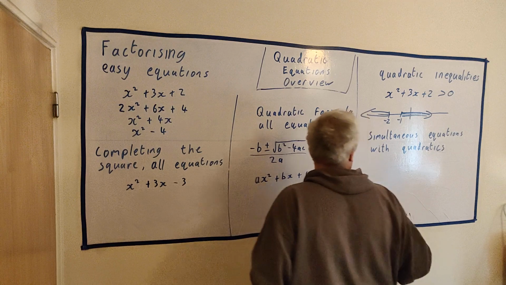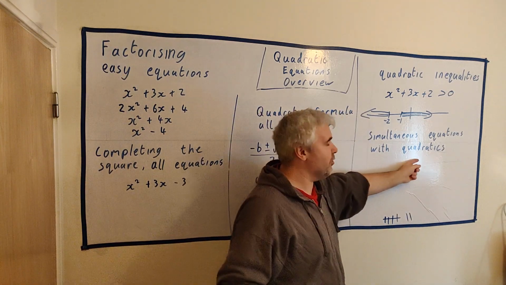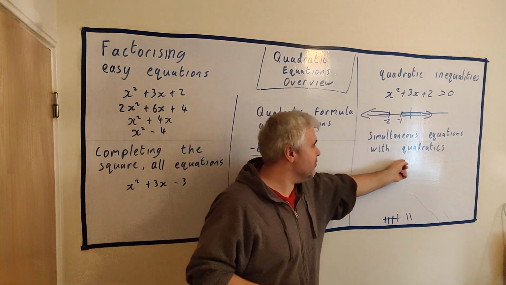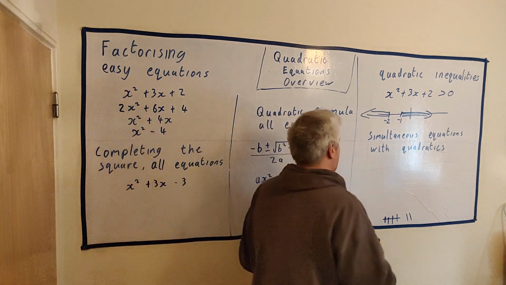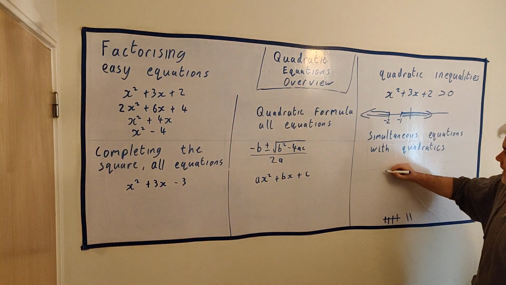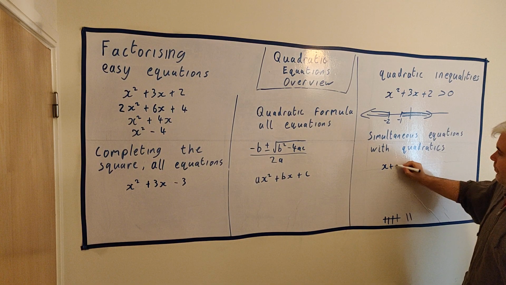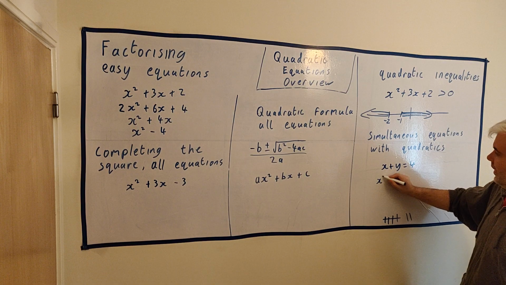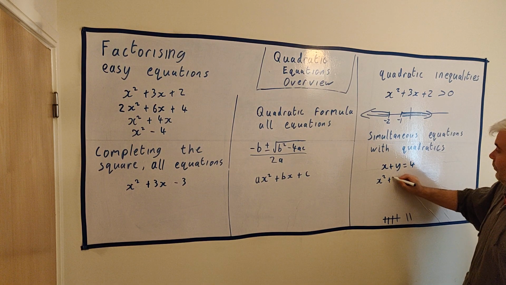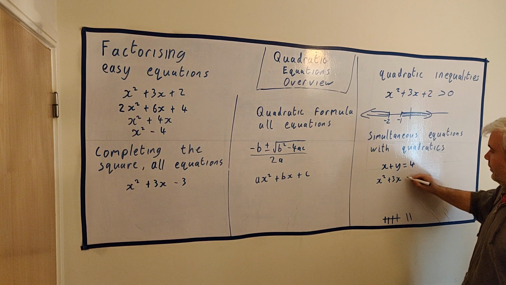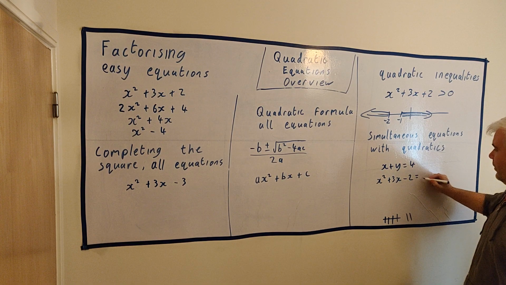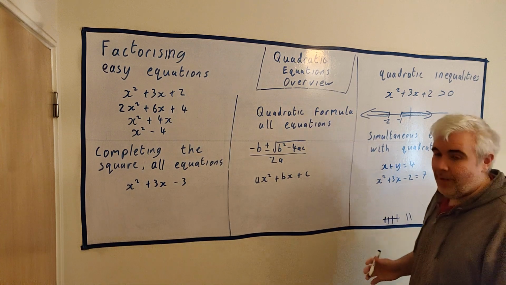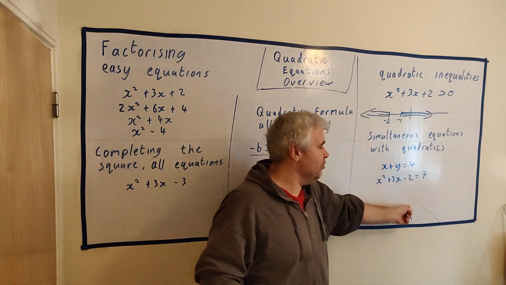7. Finally, we'll do a class on simultaneous equations. We've already done some simultaneous equations, but these ones will involve quadratics. So it'll be something like this. Maybe x plus y equals 4, and maybe x squared plus 3x minus 2 equals 7, or 0, or whatever. It doesn't really matter. Maybe we'll have 2 quadratics.